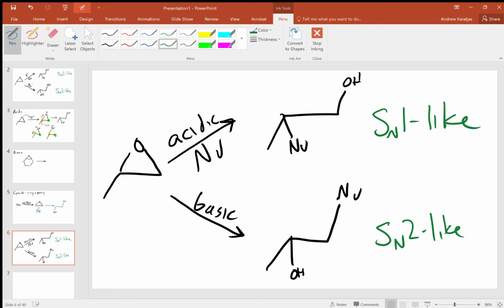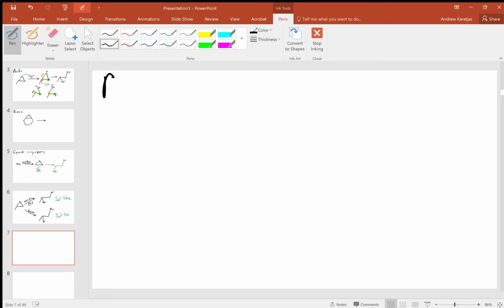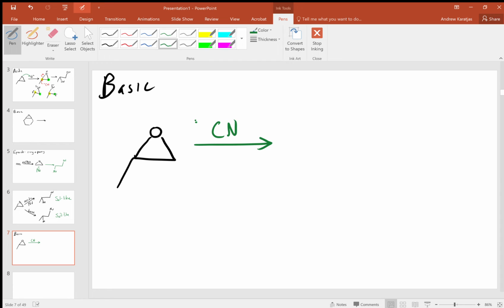So why do we get a difference here? Why is it so different whether we're under acidic or basic conditions? So let's start by looking at basic conditions. Let's say we add a nucleophile such as CN-.